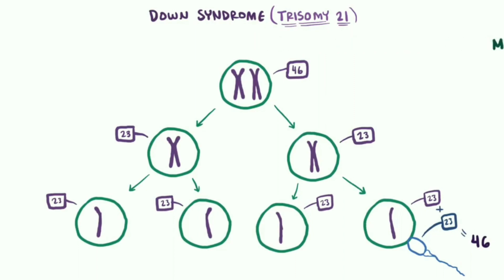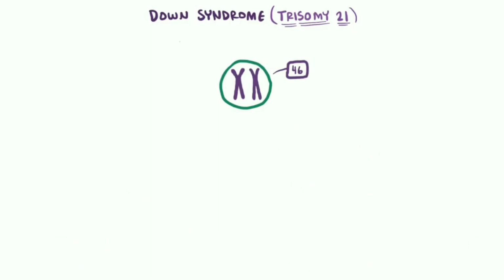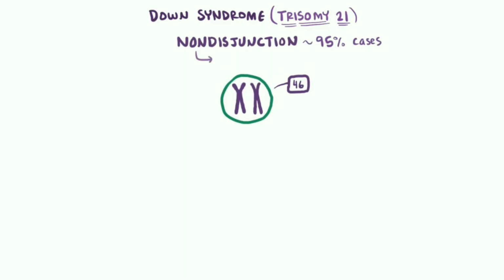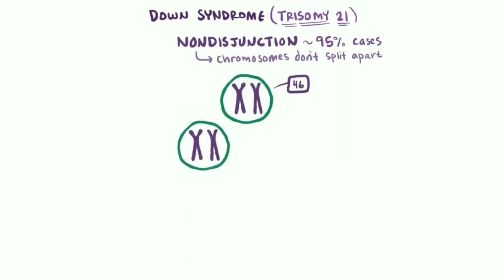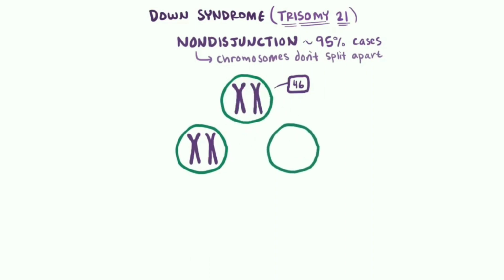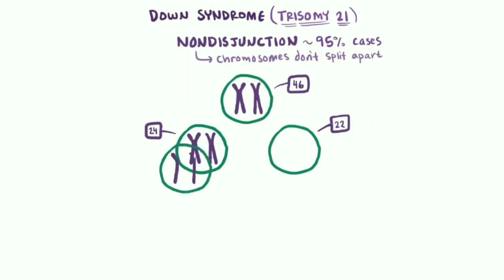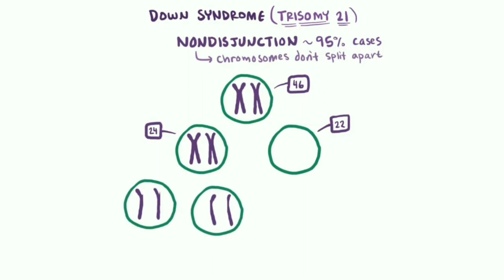Now with Down syndrome or trisomy 21, a process called non-disjunction accounts for about 95% of cases. Non-disjunction means the chromosomes do not separate apart. If the chromosomes in this first step do not separate apart, then one cell ends up with both chromosomes and the other gets none. Then the final result is two cells with an extra chromosome and two cells missing a chromosome.